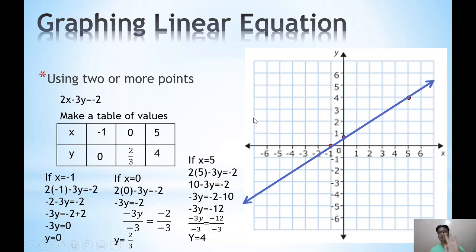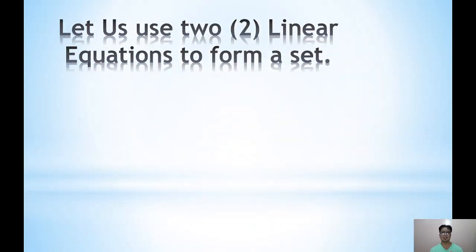Okay? So we have here now 3 methods. Una, we use the slope intercept. Pangalawa, kunin natin yung x and y intercept. Pangatlo, we assign any of the values. Now, I would want to make it clear sa lahat na ito po, iisang linya. Yung topic natin, system of linear equation. So what we're going to do now is we use 2 linear equations to form a set, to form a system, to form a group.